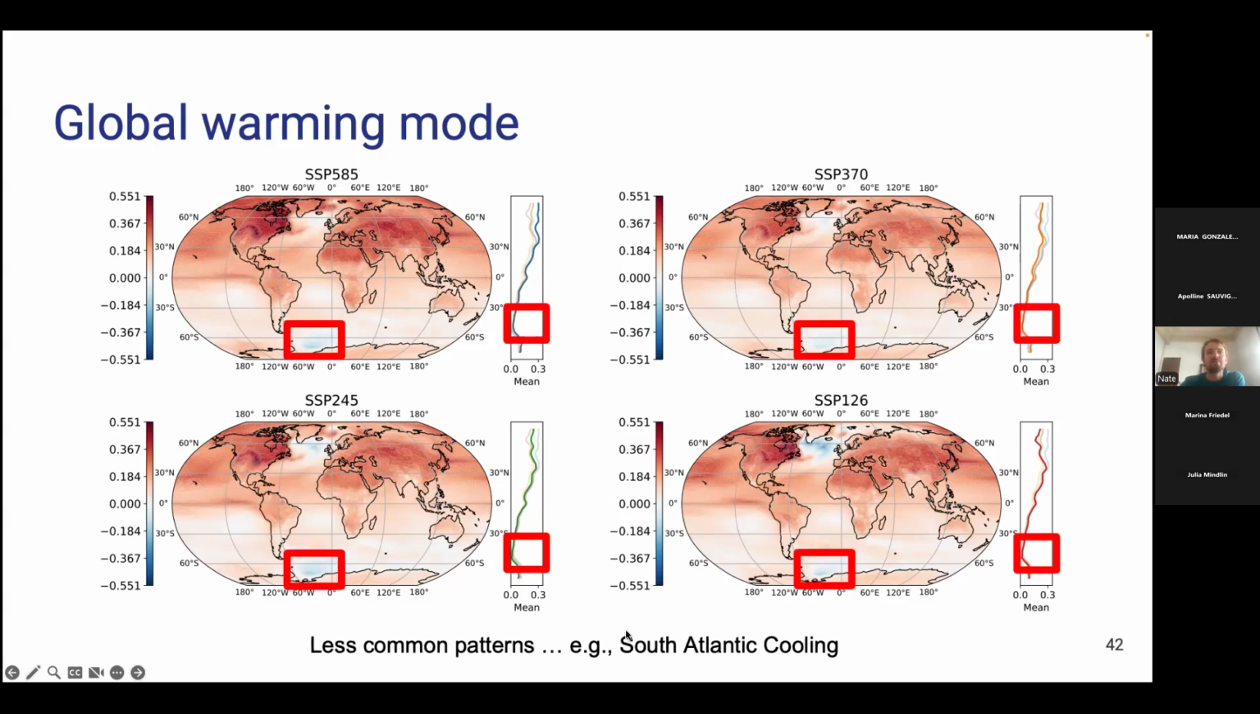And finally, there's this pattern that's less common, this cooling in the South Atlantic. And if anyone has a nice explanation for this, I'd be excited to hear. But this is a pattern that shows up in the warming mode.